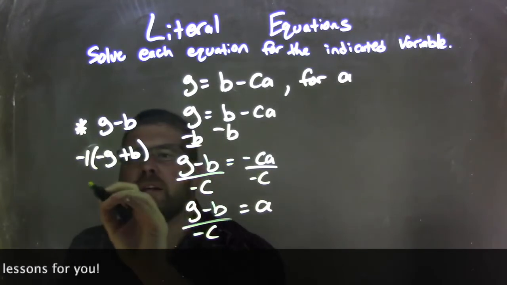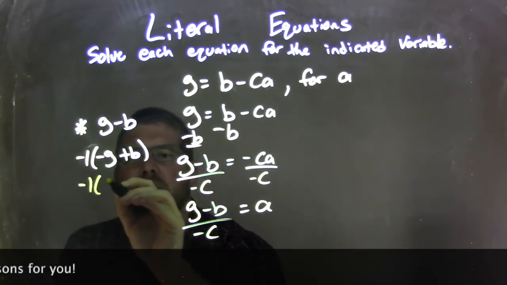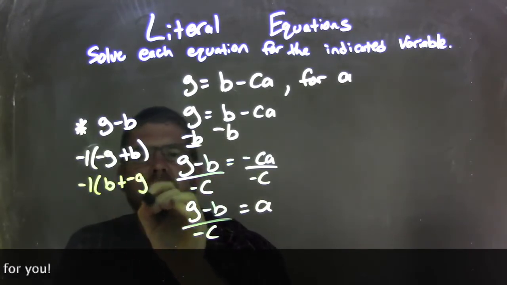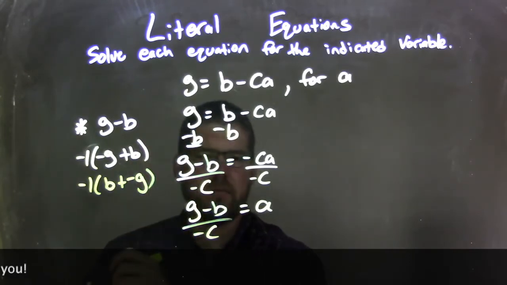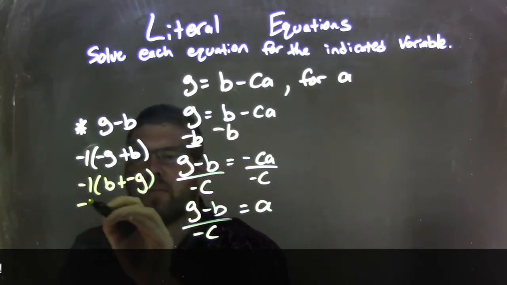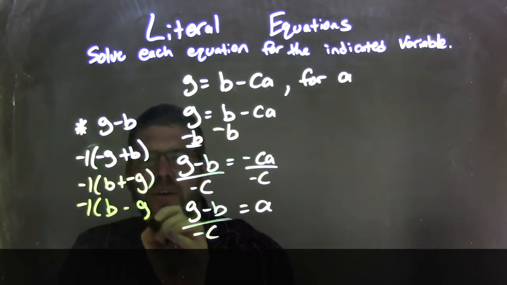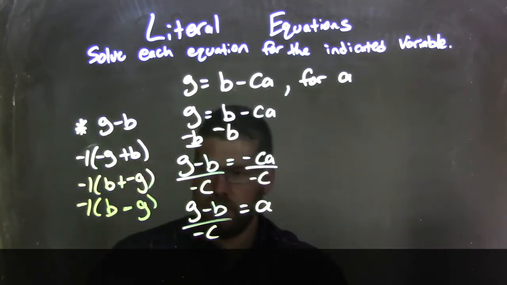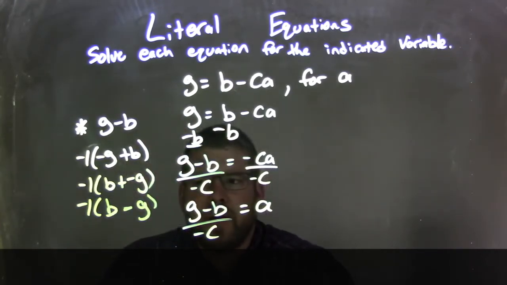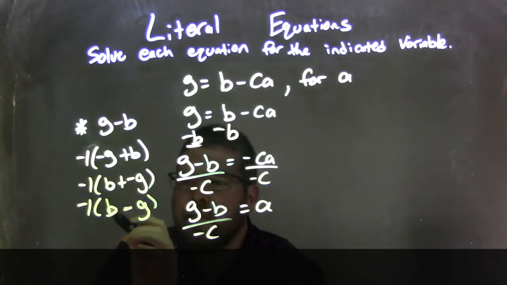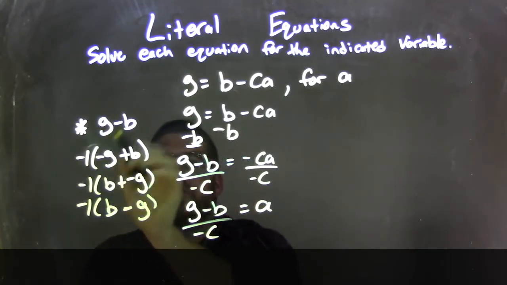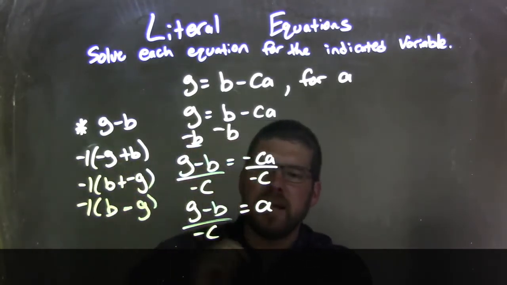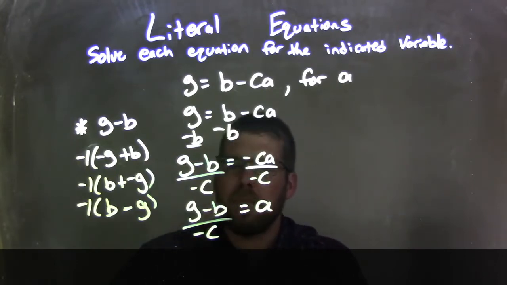Well, then I can rearrange this and have negative 1 times b plus a negative g, right? I can do that. Then I can even write that as negative 1 times b minus g. It'd be the same thing. Okay? So now I have negative 1 times b minus g. It's the same thing as just g minus b up top. And this is a common technique to eliminate a negative in the denominator.